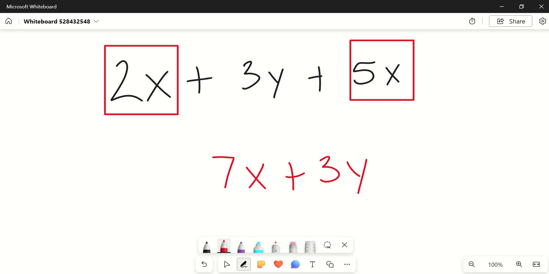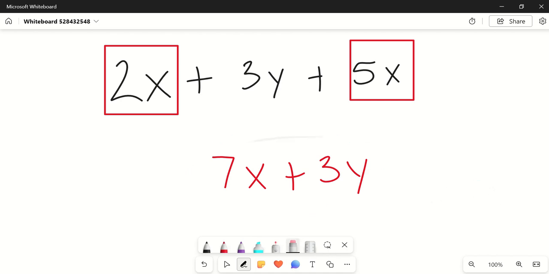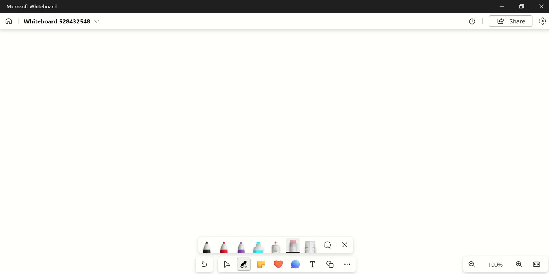Does it really matter, though, if it's 3y plus 7x? Why does it not matter in this case? Technically this is just appropriate, but if you were to write 3y plus 7x, I would not mark this wrong. It's just kind of like an OCD thing. It needs to be in alphabetical order for it to be nice and appropriate. So it's still not wrong, but semantics.